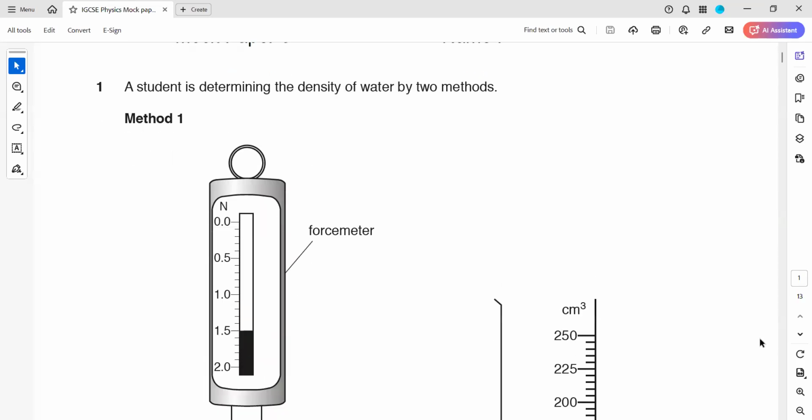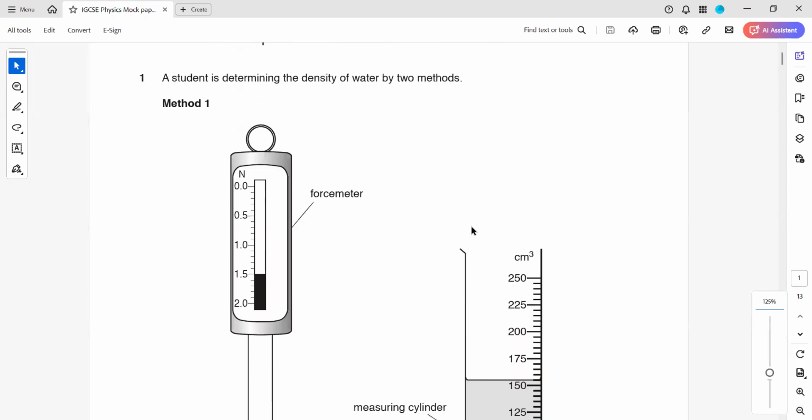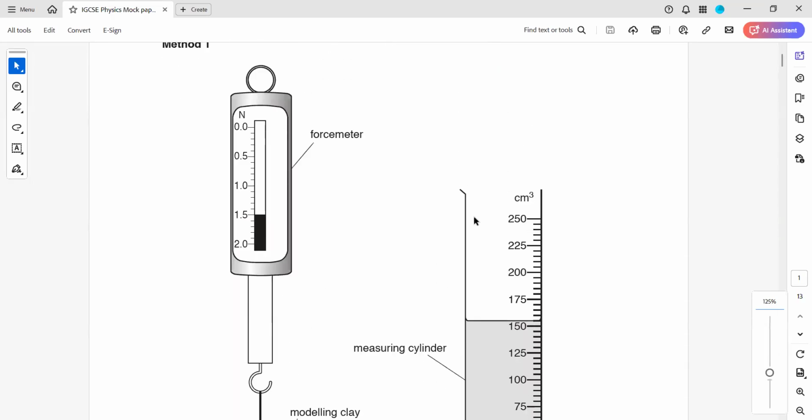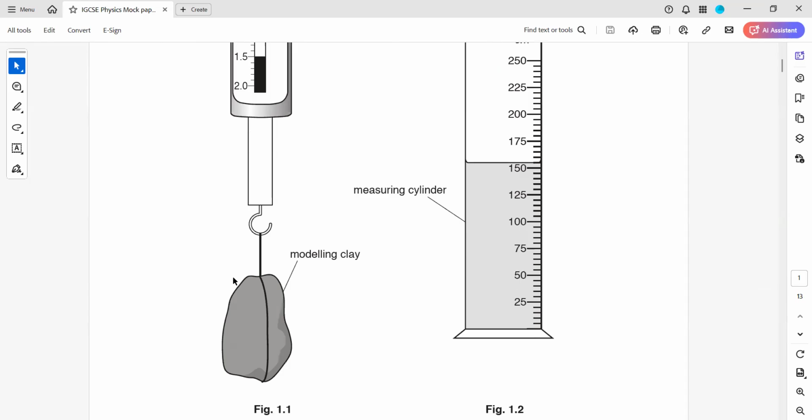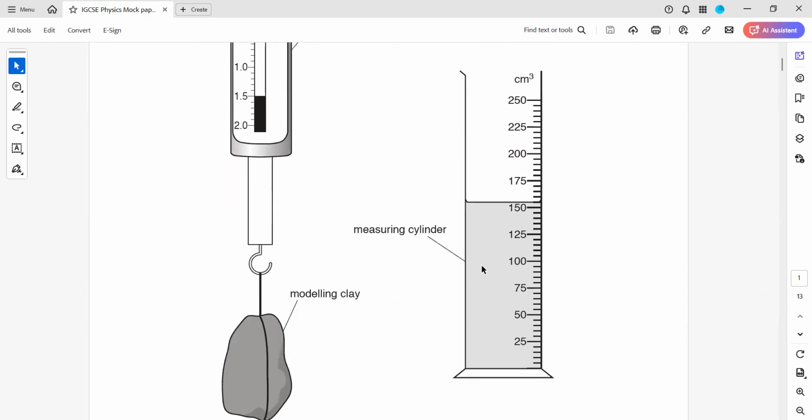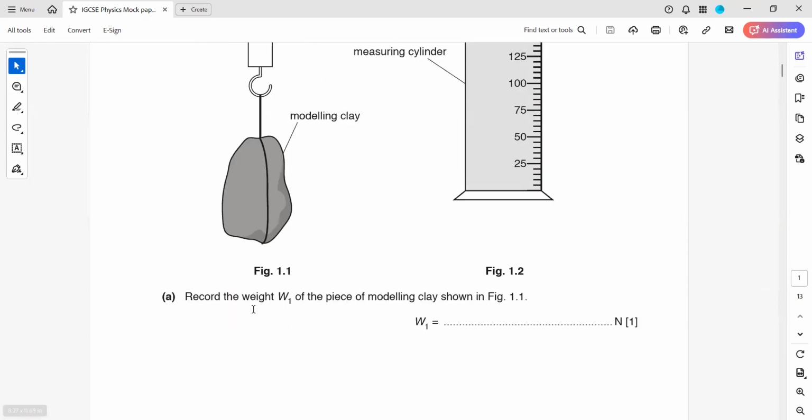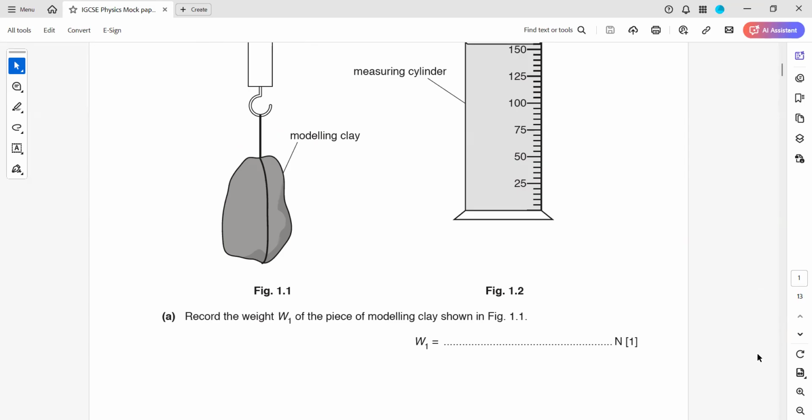The first question, the student is finding the density of water by two methods. In method 1, he used a force meter. He measured the weight of the modeling clay, record W1 on the piece of modeling clay shown in figure 1.1.